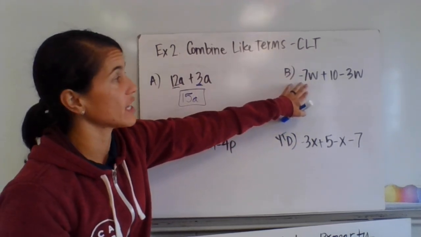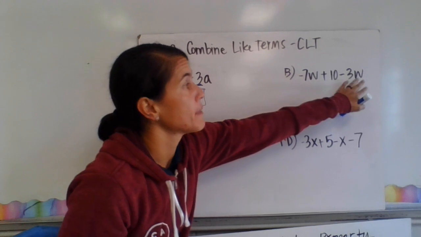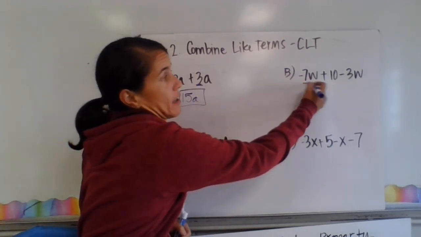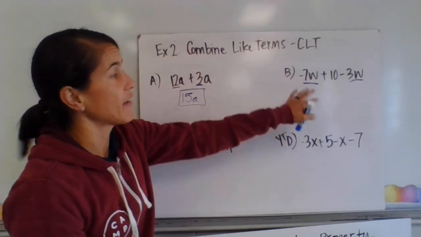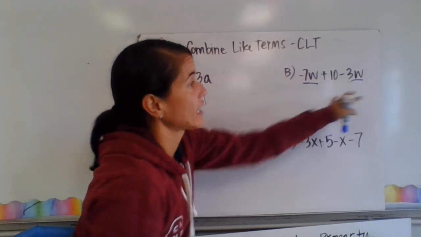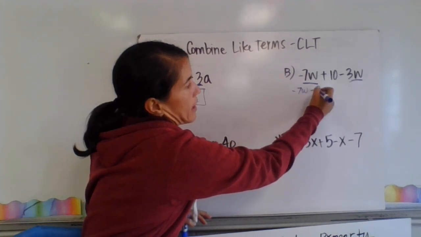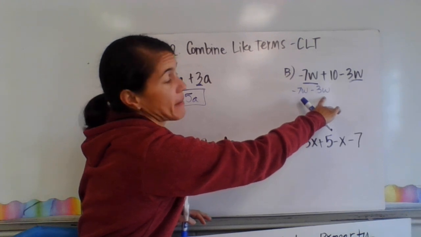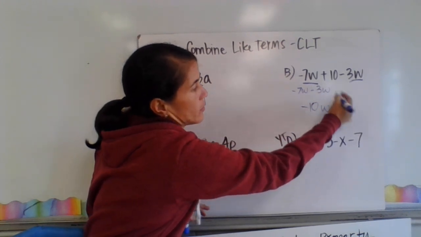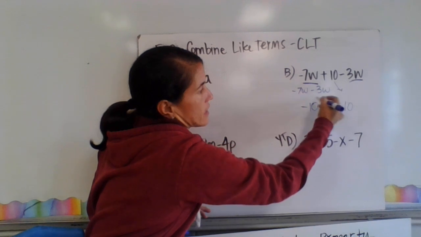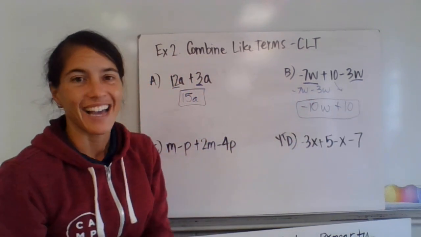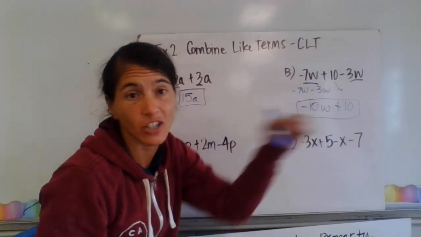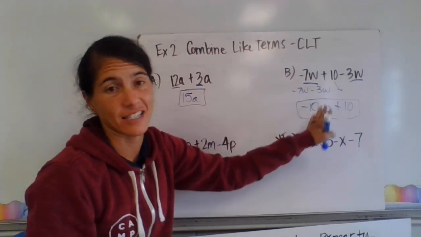Example B, I've got a couple of things. Negative 7w plus 10 minus 3w. That plus 10 is a constant. It doesn't have a variable. So I'm going to combine my w's. I have a negative 7w and a negative 3w. So negative 7 minus 3w, because that's a negative. Negative 7 minus 3 is negative 10w, and then we bring our plus 10 down. All right, and I can't combine them because they're not like terms. If that had w, then I could, but because this is a constant, I just leave it like that.